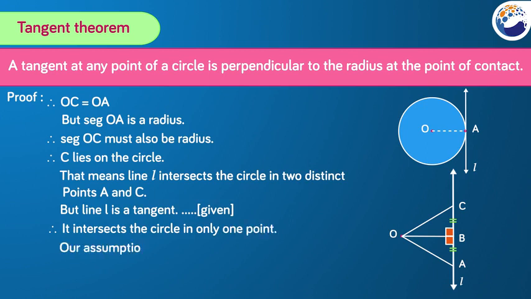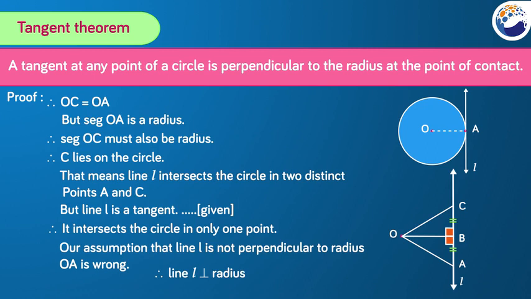Our assumption that line L is not perpendicular to radius OA is wrong. Therefore, line L is perpendicular to radius OA.